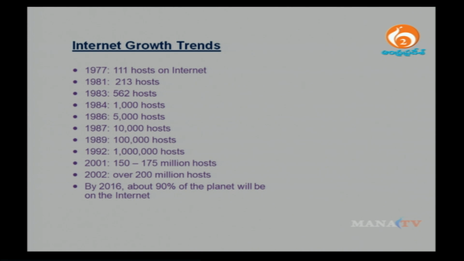By 2002, over 200 million hosts it has got. By 2016, about 90% of the planet will be on the Internet. See, this is how the statistics show that there is a lot of growth in the hosts and many people are getting benefited because of this internet.